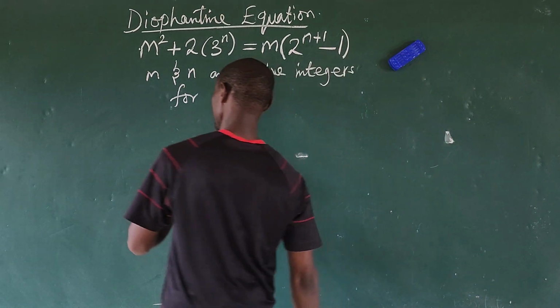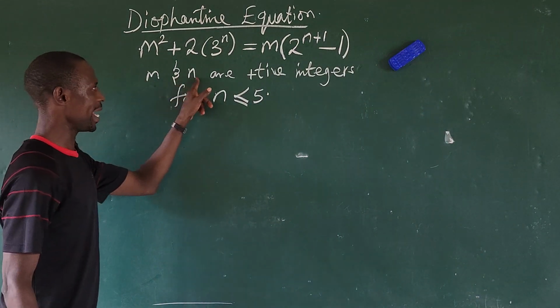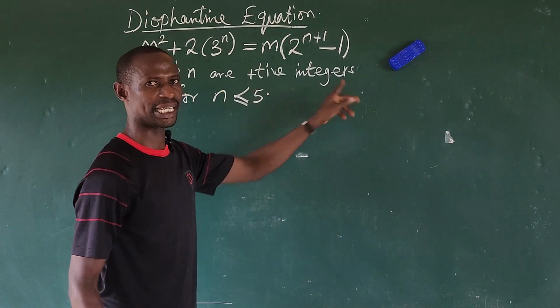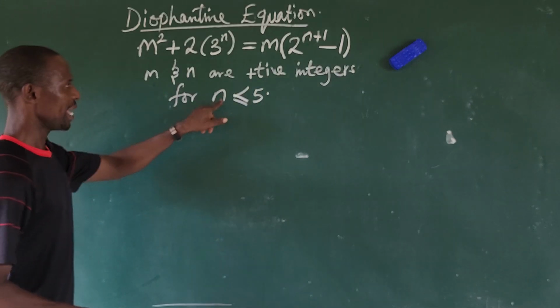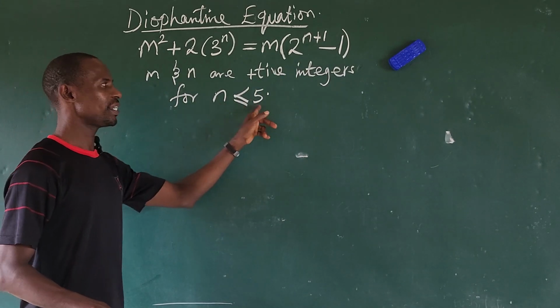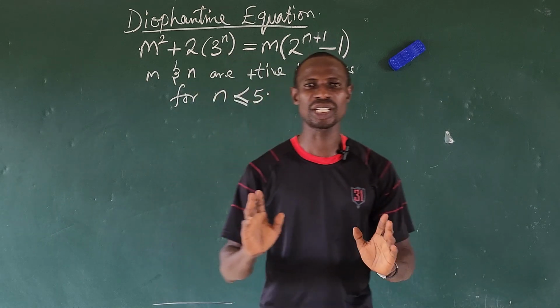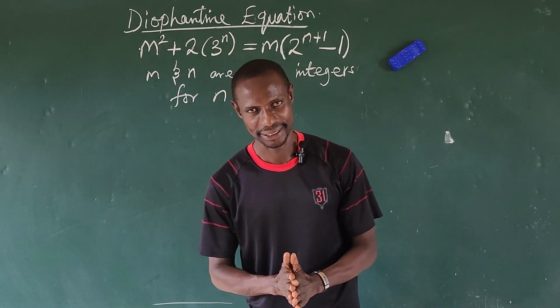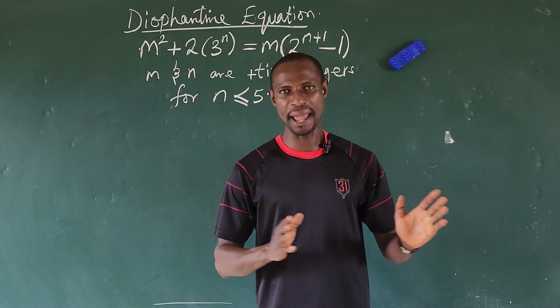Here we are given some conditions. m and n are positive integers, and for n, we have n is less than or equal to 5. So how do we solve this Diophantine equation for the integer values of m and n?